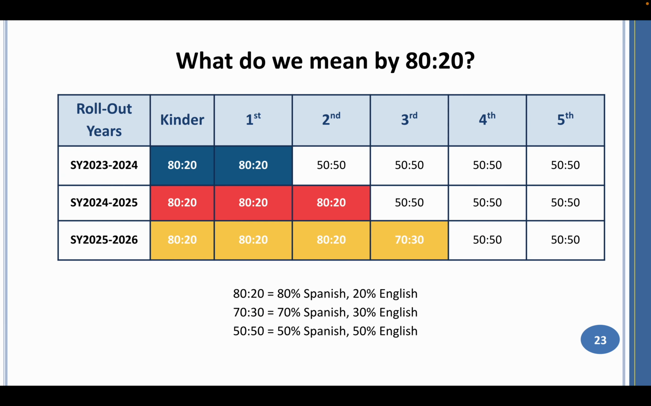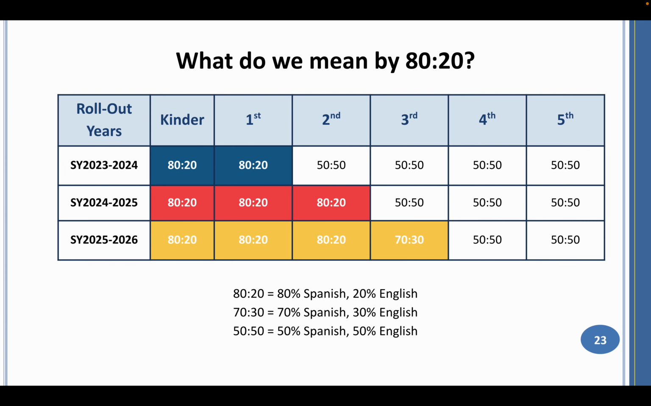So what do we mean by 80-20? The 80 refers to the amount of time students will be learning in Spanish, and the 20 refers to the time students are engaged in English instruction. As students move up grade levels after second grade, the amount of time in Spanish will decrease yearly as English increases until there's a 50-50 balance of the languages in grades 4 and 5.